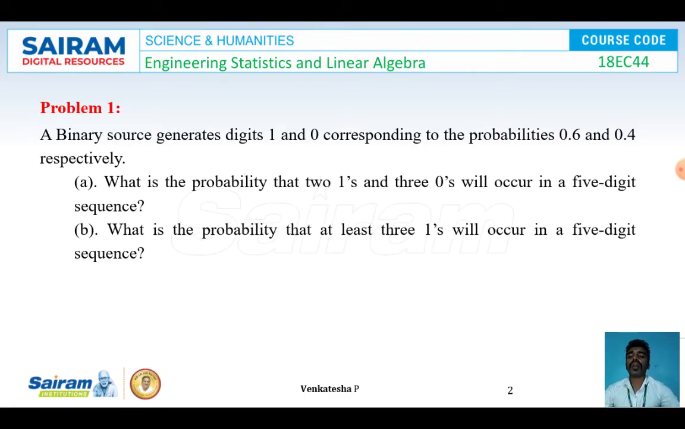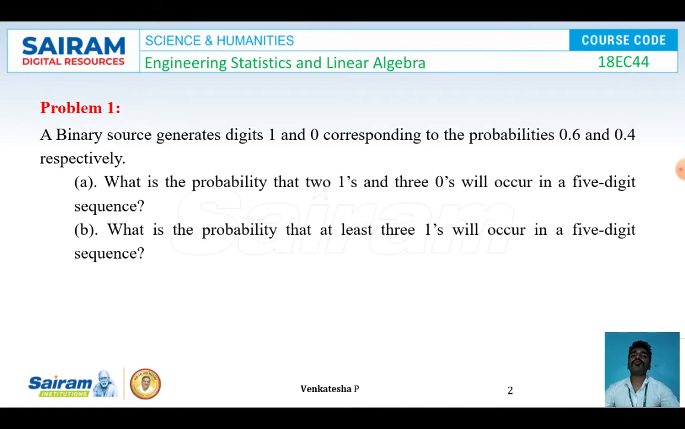Problem number 1. A binary source generates digits 1 and 0 with probabilities 0.6 and 0.4 respectively. It is nothing but P of 1 equals 0.6 and P of 0 equals 0.4. What is the probability that 2 ones and 3 zeros will occur in a 5-digit sequence? Second, what is the probability that at least 3 ones will occur in a 5-digit sequence?